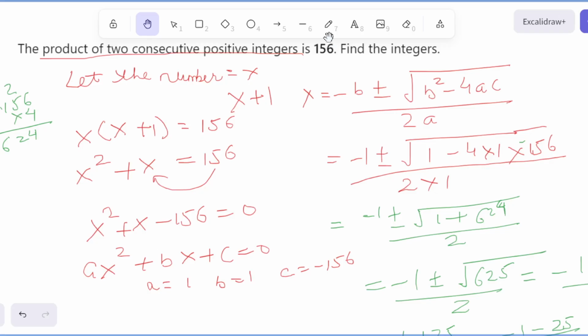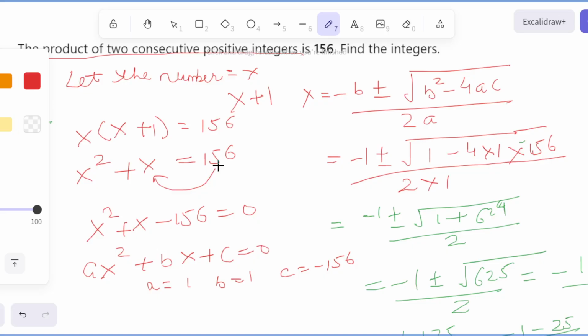So what all we did, we considered any one number to be x, and because these were consecutive positive integers, we considered the next number as x plus 1. And then, as per the question, the product of these numbers is 156. So we multiply x and x plus 1 and equate it to 156. We expand it, and that turned out to be a quadratic equation.